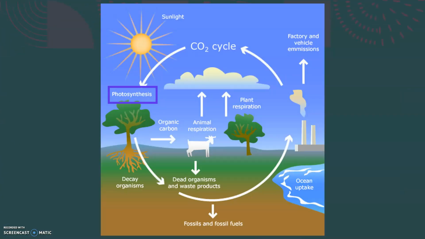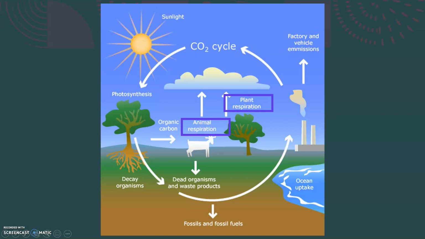Let's discuss the carbon cycle as we look at a diagram. The process we are discussing will be highlighted with a blue or purple rectangle. The first process is photosynthesis. Photosynthesis removes carbon dioxide from the atmosphere and transfers it to organic matter.